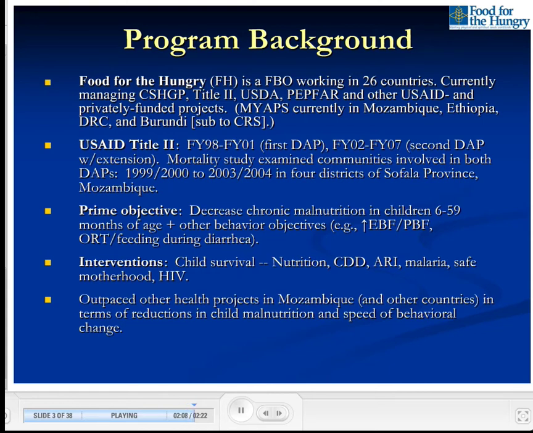This project has outpaced other Title II PVOs in Mozambique in terms of the reductions in child malnutrition and also the speed of behavioral change. And that's one reason we think it's interesting to look at this project, so that we can take a look at what happened and why we believe it happened.